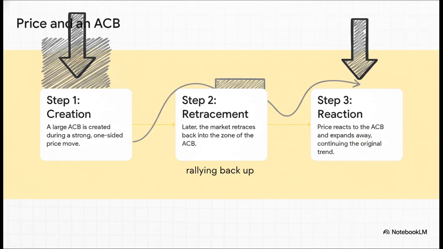So the source describes this exact sequence playing out. It's like a play in 3 acts. Act 1, a powerful downward move creates a big ACB. Act 2, sometime later, the market rallies back up, retracing right into that zone of imbalance. And then Act 3, price hits that area, reacts to it like a wall of resistance, and then powerfully expands away, continuing that initial move to the downside. It's a complete, recognizable sequence.